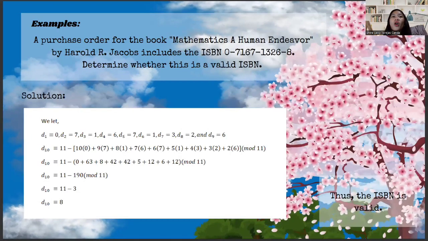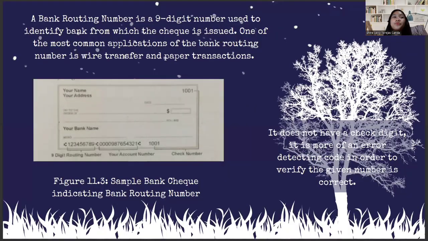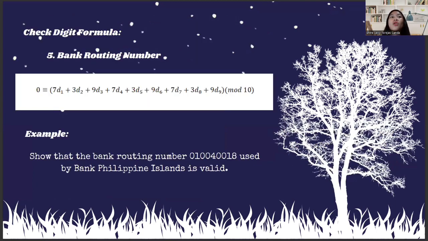Next, let's move on to another one. A bank routing number is a 9-digit number used to identify the bank from which the check is issued. Unlike the previous ones, it does not have a check digit. It is more of an error detecting code in order to verify that the given number is correct. So it cannot be used as a check digit. Let's look for the formula.